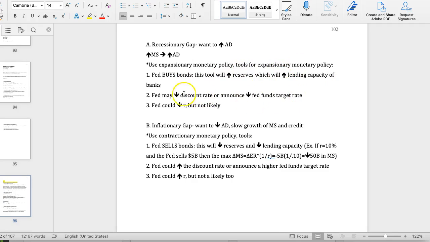If they're going to use the discount rate, they could decrease the discount rate or announce a decrease in the federal funds target rate, thereby making it cheaper for banks to borrow from the Fed or from one another. And they also could lower the required reserve ratio, thereby allowing more excess reserves to immediately be created, allowing more loans to be made. So that is the least likely scenario, but those are the three ways that the Fed can use expansionary monetary policy to jumpstart the economy.